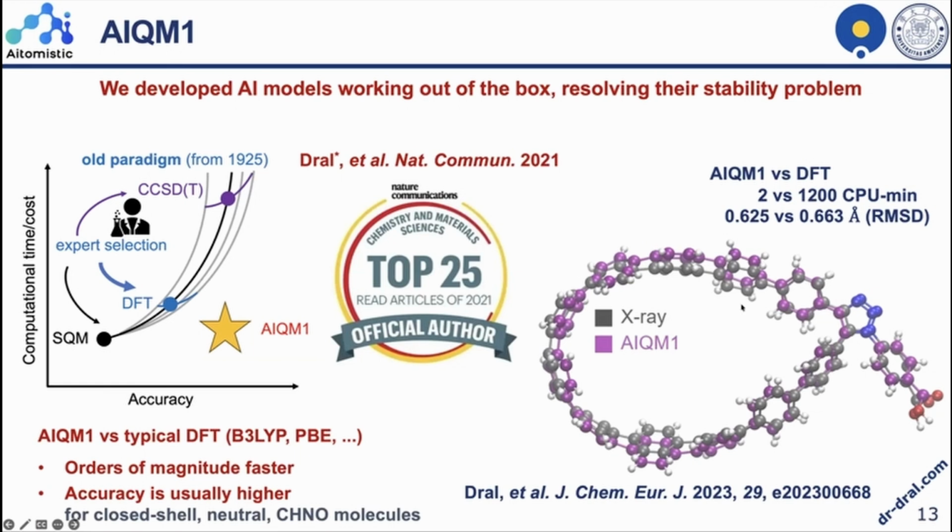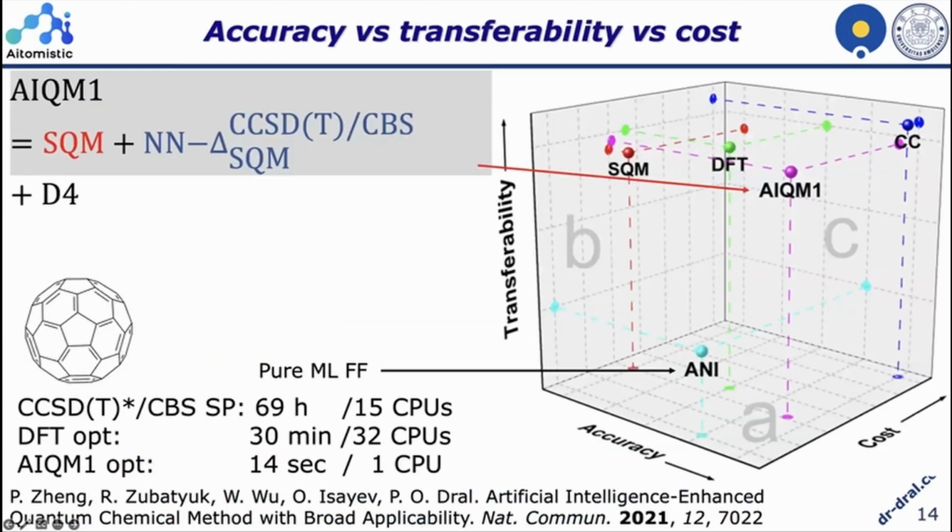I will show you also bigger ones later. But for this one it is 2 CPU minutes. With DFT, it would be much slower, 1,200 CPU minutes, and the accuracy of DFT calculations wouldn't even be better compared to the X-ray optimized geometry.